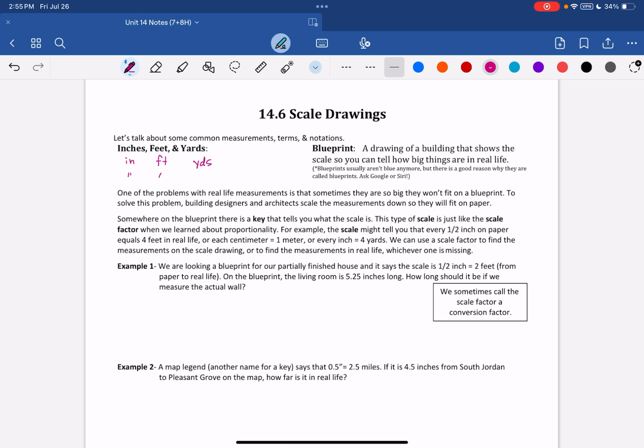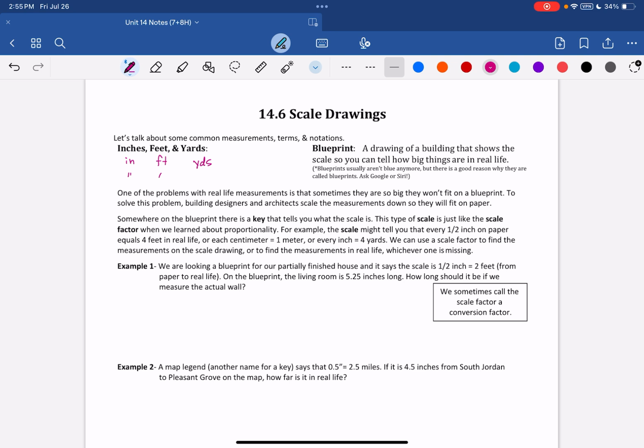A blueprint is a drawing of a building that shows a scale so that you can tell how big things are in real life. Blueprints usually aren't blue anymore. Ask Siri or Google why they're called blueprints. You might learn something. It might be fun.